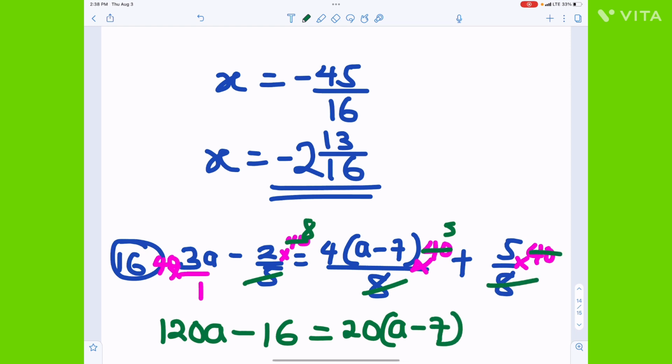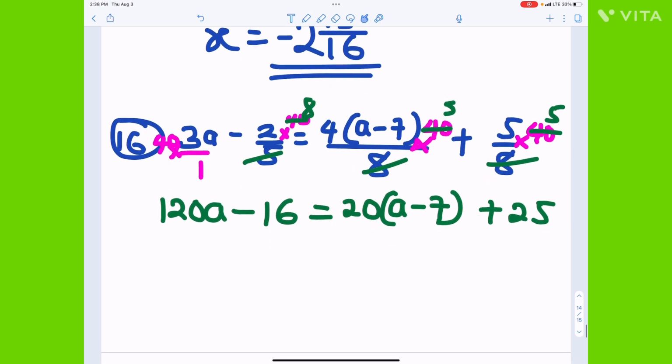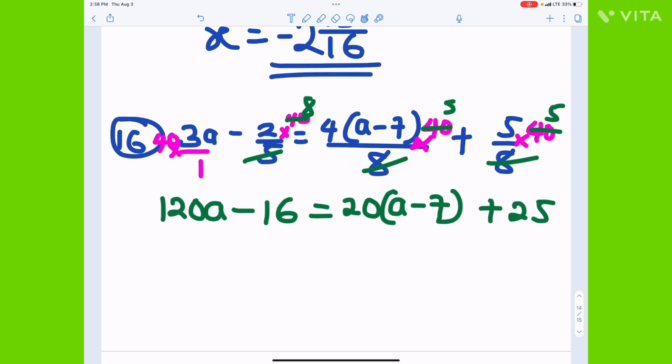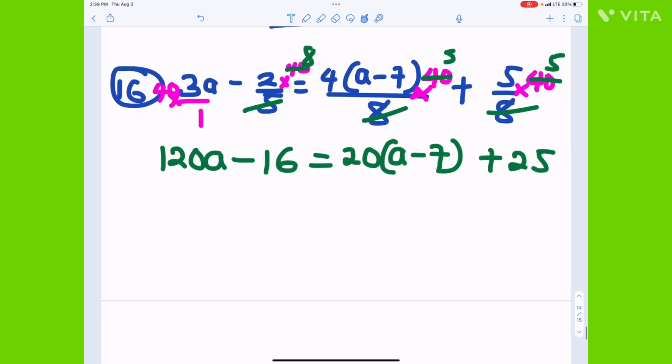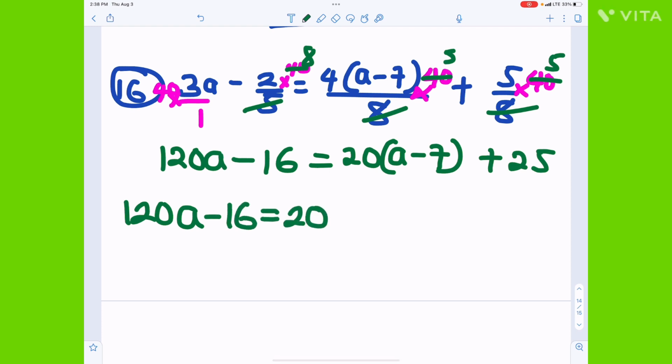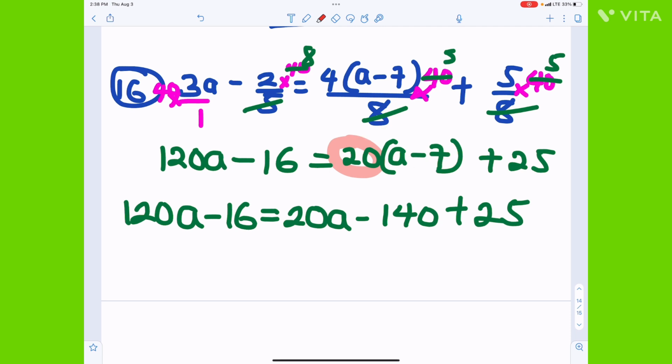Then 8 here 1, 8 here 5. 5 times 5, 25. So that's what? 120a minus 16 is equal to 20a minus 140 plus what? 25. You know what I did there? 20 times a, 20a. 20 times minus 7 is what? Minus 140.